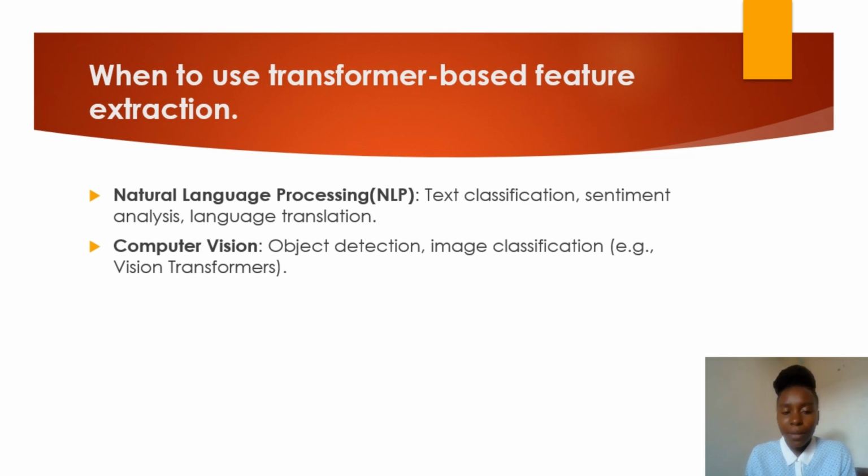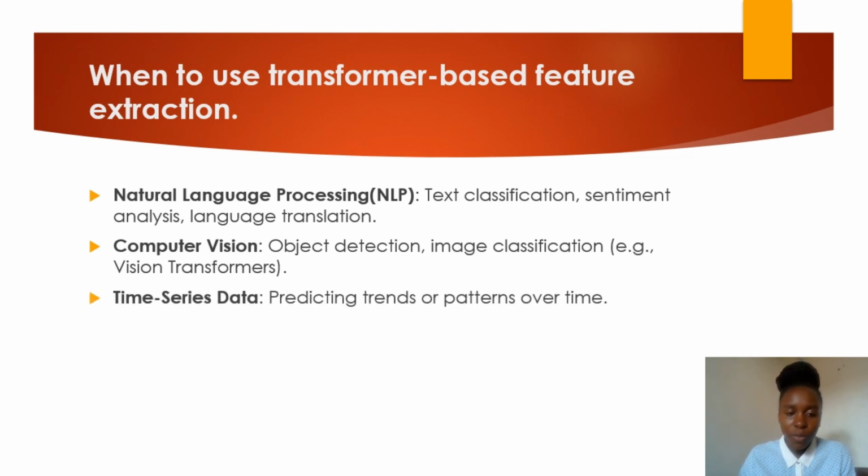And the third one is time series data. For time series data, transformer based feature extraction will help us predict trends or patterns over time. For example, predicting prices according to the previous sales that you had in your stock. Then there is also weather forecasting. Here you are going to use transformer based feature extraction.